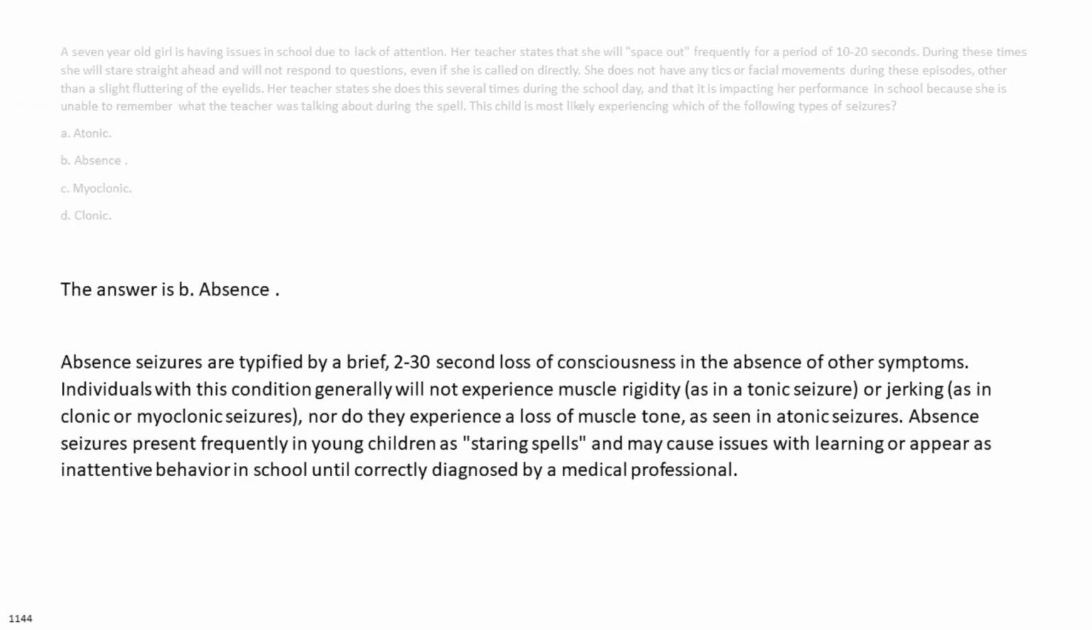The answer is B. Absence. Absence seizures are typified by a brief, 2 to 30-second loss of consciousness in the absence of other symptoms. Individuals with this condition generally will not experience muscle rigidity, as in a tonic seizure, or jerking, as in clonic or myoclonic seizures, nor do they experience a loss of muscle tone, as seen in atonic seizures. Absence seizures present frequently in young children as staring spells and may cause issues with learning or appear as inattentive behavior in school until correctly diagnosed by a medical professional.